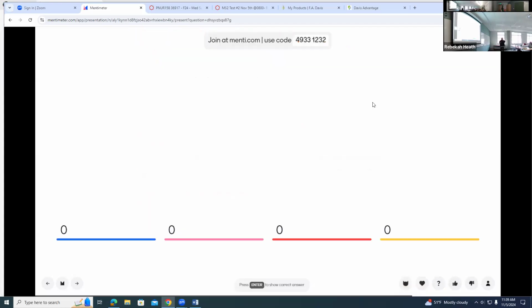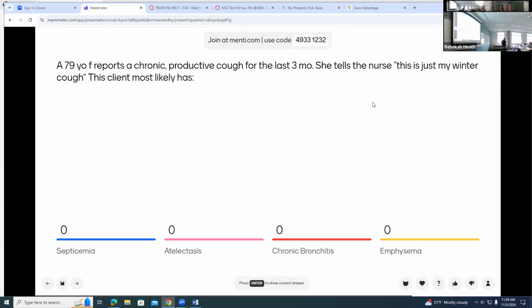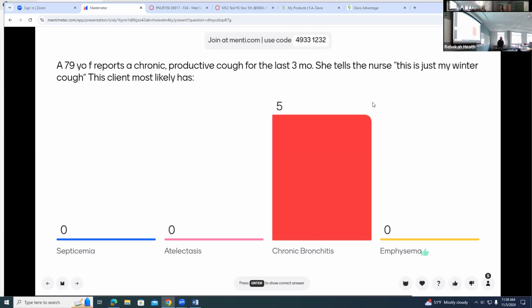Let's see, a question for you. If you have a 79-year-old female who reports a chronic productive cough for the last 3 months, and she tells you, this is just my winter cough, what do you think she has? Bronchitis, septicemia, chronic bronchitis, emphysema? This one was too easy. You're right, chronic bronchitis. She's coughing up all of that sputum for 3 months, and she says she has it quite often.